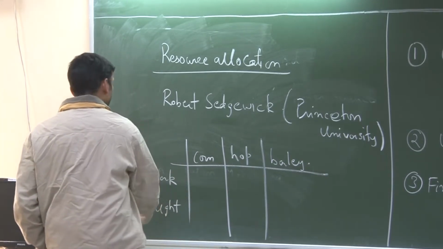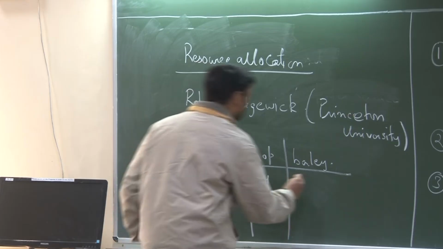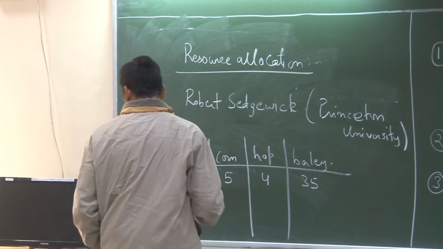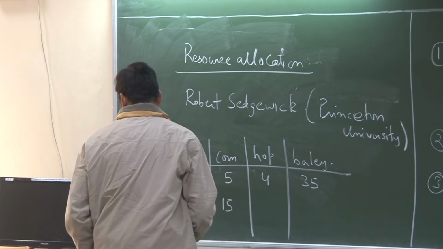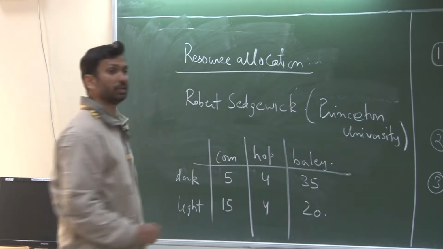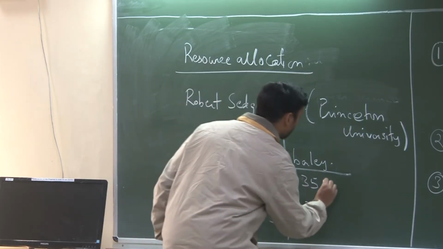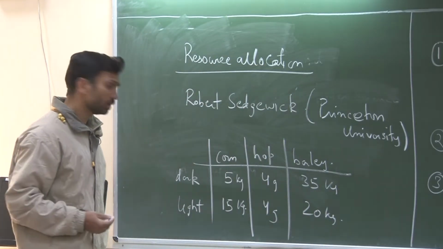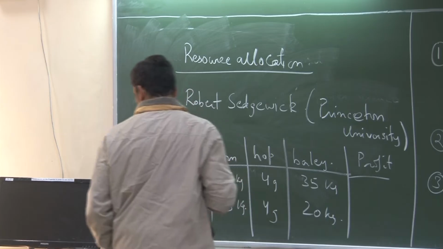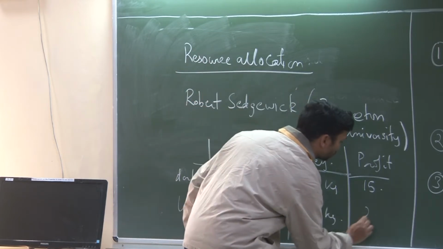To make 1 liter of dark beer, I need 5 kg of corn, 4 grams of hop and 35 kgs of barley. On the other side, if I want to make light beer, it requires 15 kg of corn, 4 kg of hop and 20 kg of barley. Okay, so I can write the units here, but they are not going to be very useful. I will keep them in the same unit everywhere, and it turns out that in terms of profit, a dark beer gives you 15 rupees per liter and the light beer gives you 20 rupees.